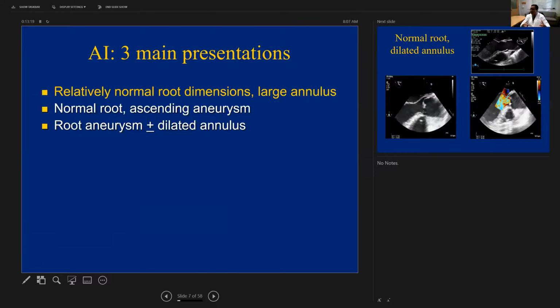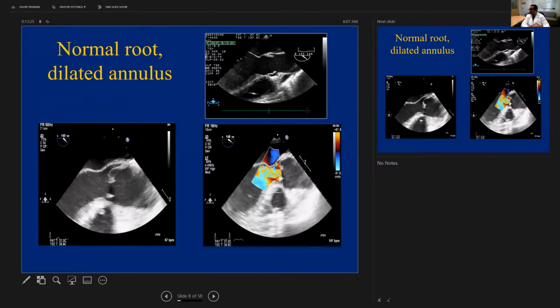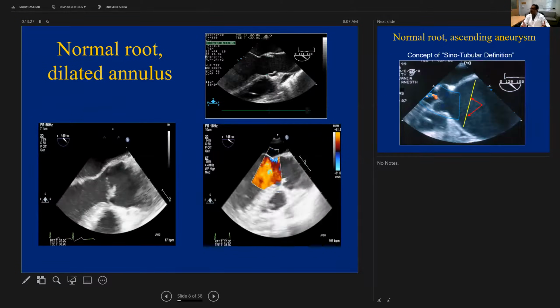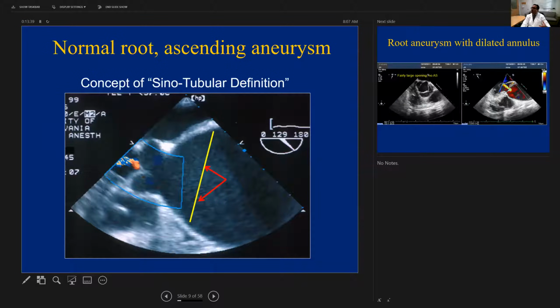The first kind, in general, we see normal root dimensions, but a large aortic annulus. You can see here, this is a classic bicuspid aortic valve. There's wide open aortic insufficiency, but the aortic root, the sinus of Valsalva are not that enlarged. The ascending aorta is not that enlarged. It's a dilated annulus problem. How do we address this and what are our options?